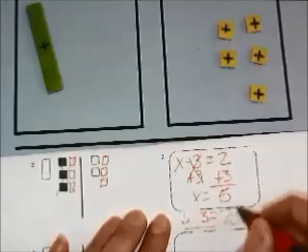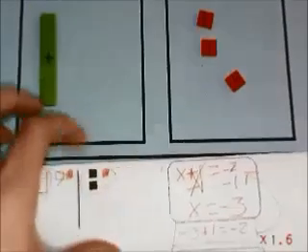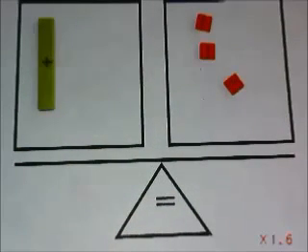How do you check it? You plug the 5 in for x, and you rewrite the equation. 5 minus 3 equals 2, and it works. All right, let's take a look at this next one.